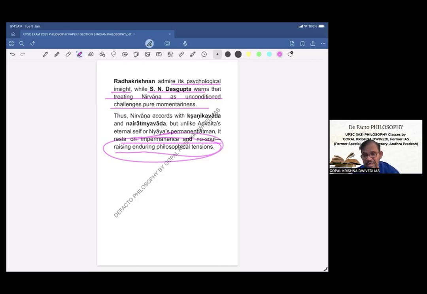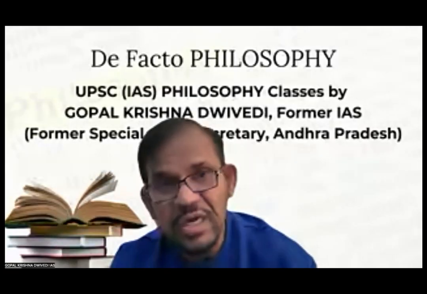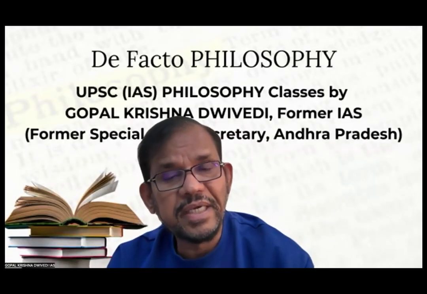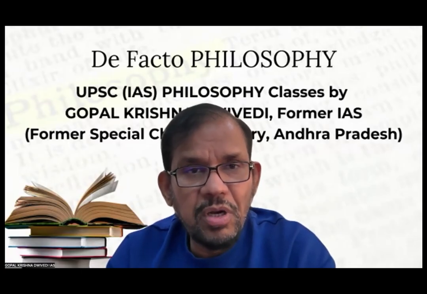So, this basically completes Section B of Paper 1 of the 2025 Philosophy optional in UPSC. What we will do in the next classes is try to take up Paper 2. I think in the next two classes, we will be able to complete Paper 2 also, and then subsequently we'll take other topics of philosophy. Many topics have already been covered, particularly Paper 1.